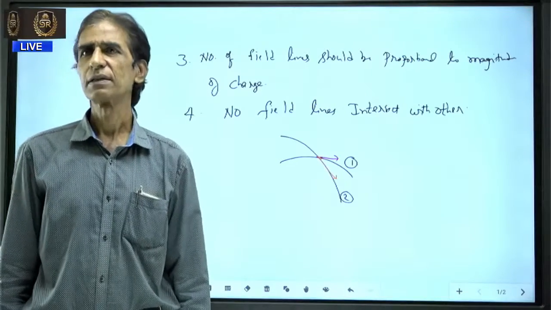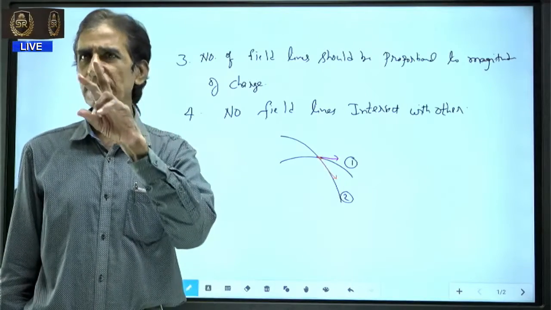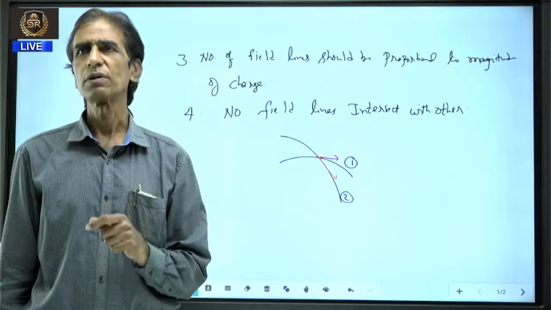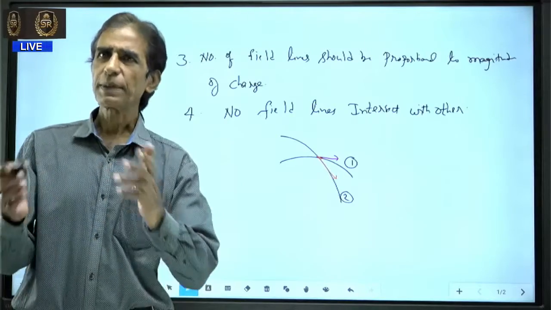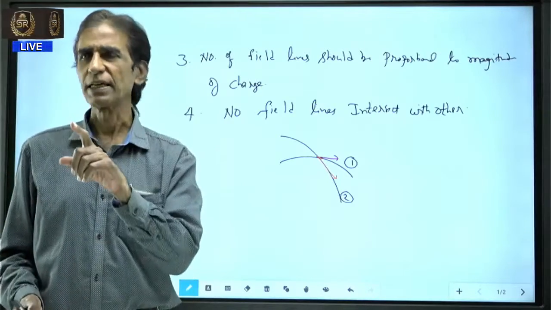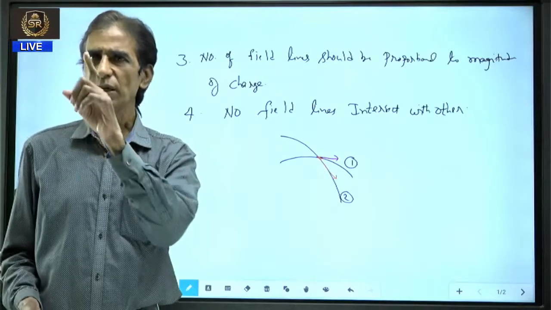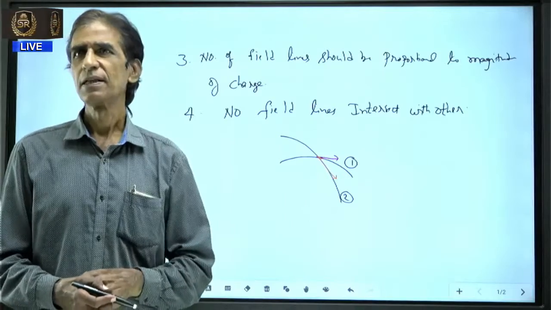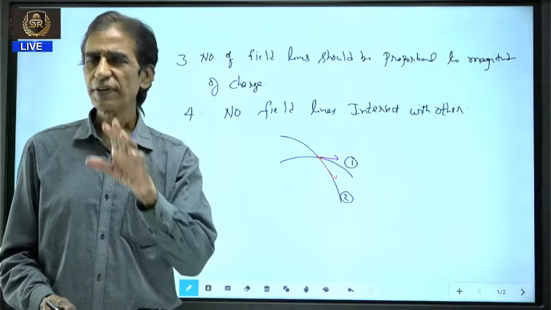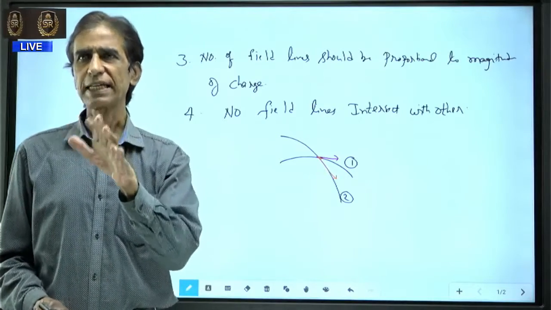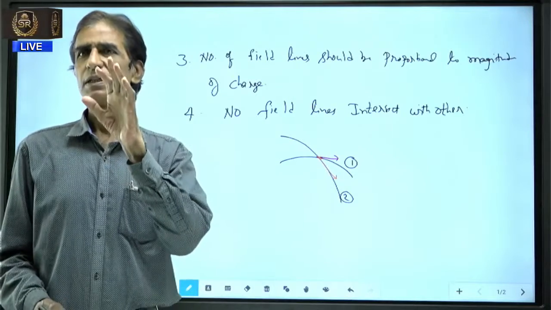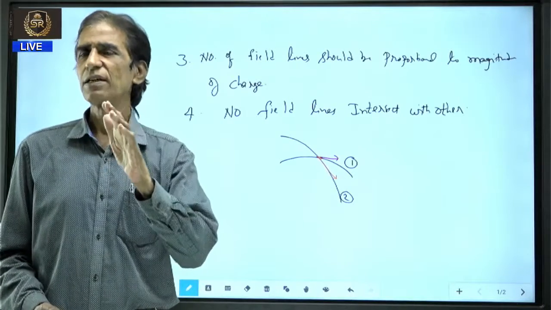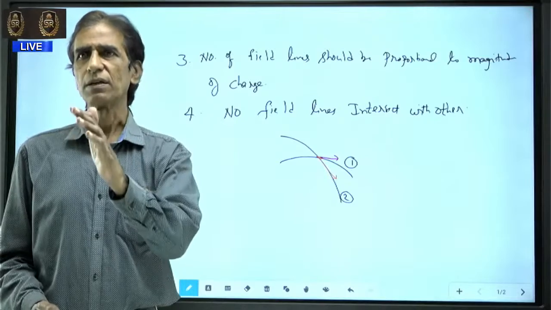Is it possible? Can a field have two directions at one point? No, not possible. From point to point it will change, but at one point, a vector can have only one direction. It can't have two directions. Therefore, no two field lines can intersect. The reason is, at the point of intersection, two tangents can be drawn.